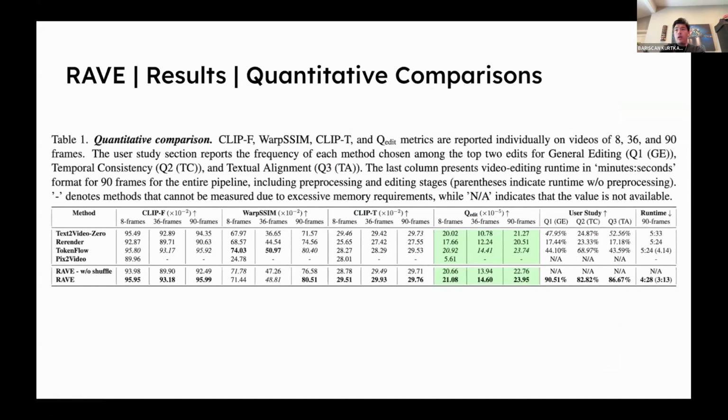And also we did quantitative results, but quantitative results are a little bit problematic in editing because we don't know how good it was in a quantitative comparison. So therefore, we also did a user study and runtime comparison. As you can see, we dominate all of them in CLIP-Frame, Warp SSIM, CLIP-Text, Q-Edit, and all of the user studies. And also in the runtime, without pre-processing, we are down to 1 minute compared to the closest one, TokenFlow. As you can see, we can edit a video in 3 minutes.